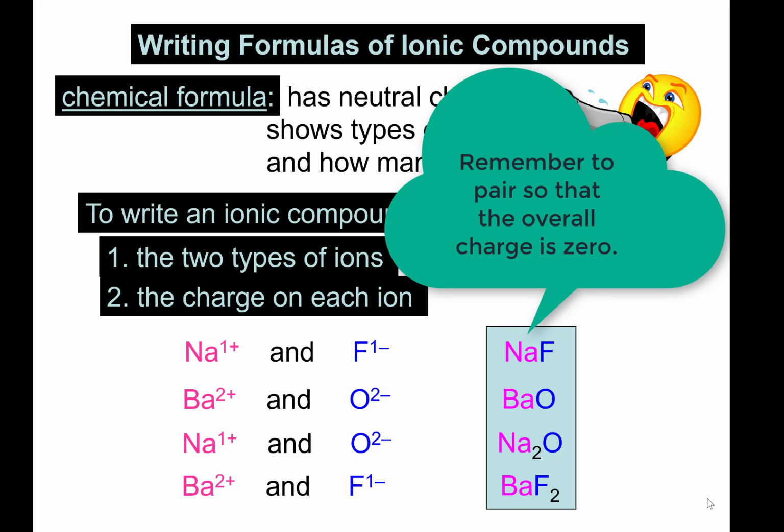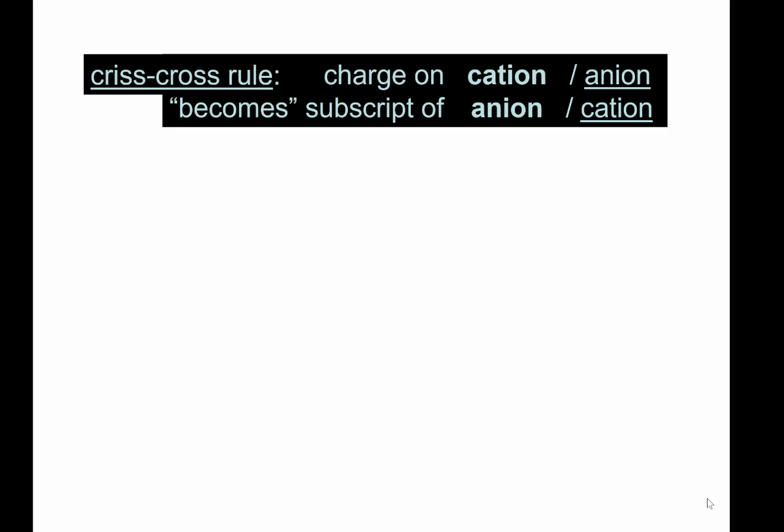So those are how we write an ionic compound's formula. We can also use the Criss-Cross Rule, where we take the charge on the cation, for example, and that becomes the subscript of the anion. This is not my favorite way to do this because you don't always get the right answer in certain circumstances. But let's look at it because it's a quick, easy thing to figure out.